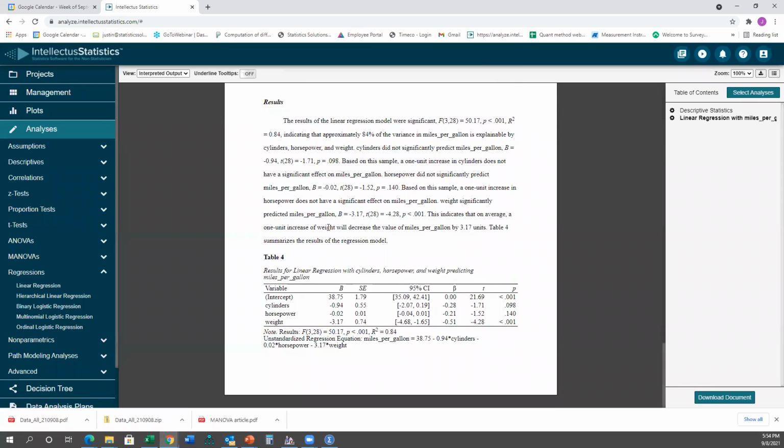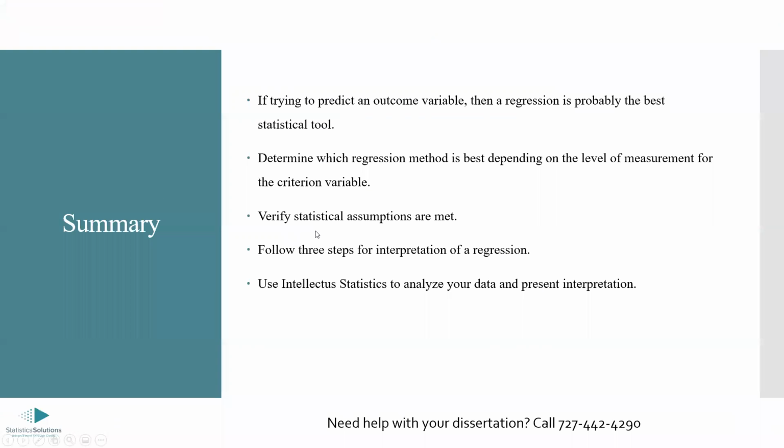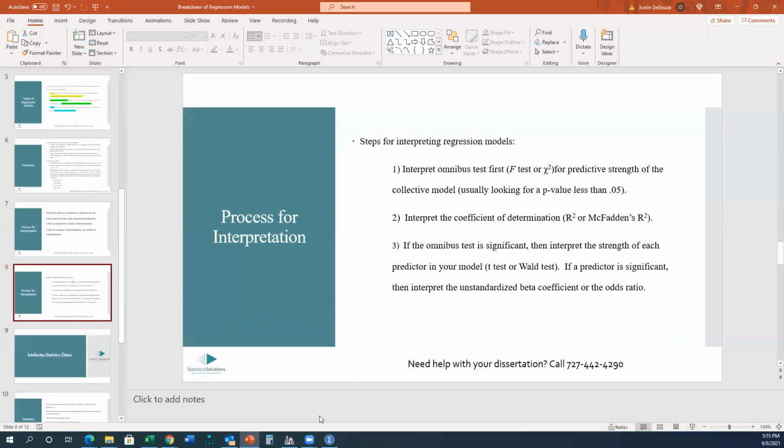Then we jump into the results of the regression. So really the most important part here. And the first thing you want to look at is the note at the bottom of the table. The note is going to tell you, this is the omnibus test. Let's go back to the presentation. We're on this step here. And the first thing you want to do is interpret your F-test result and then interpret the coefficient of determination. Okay.